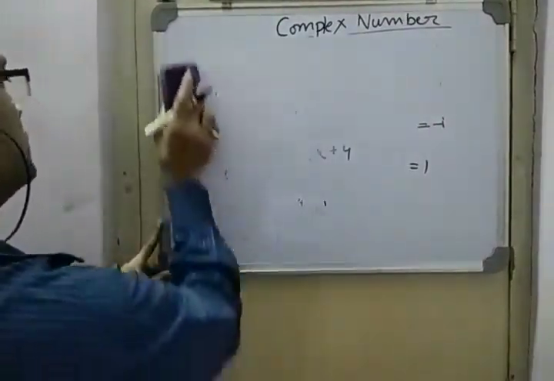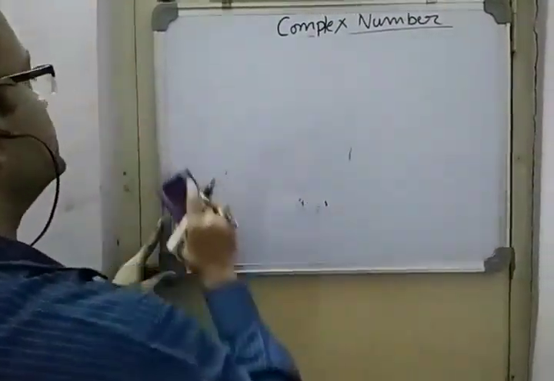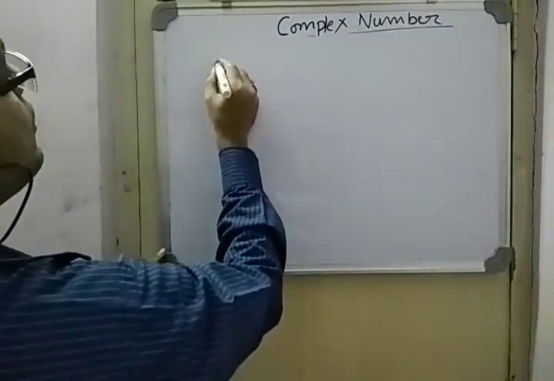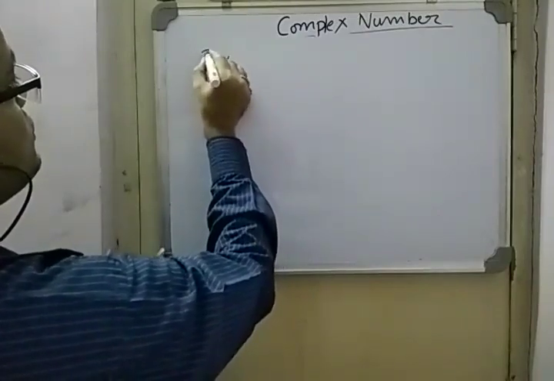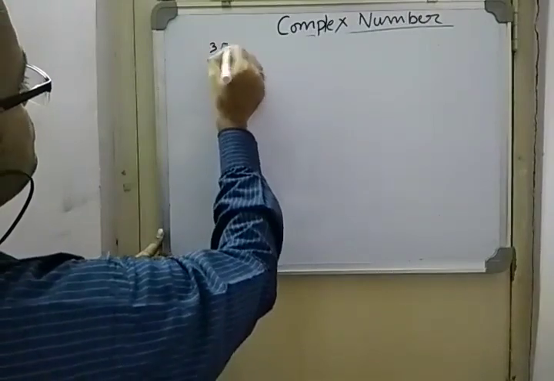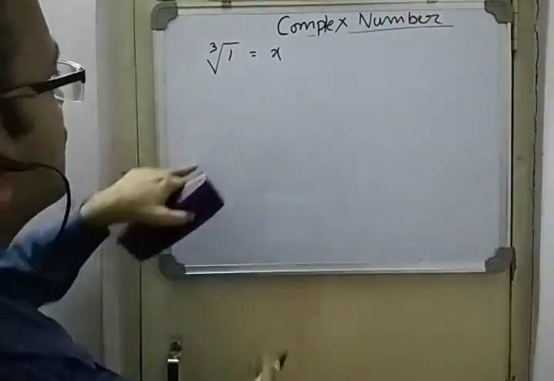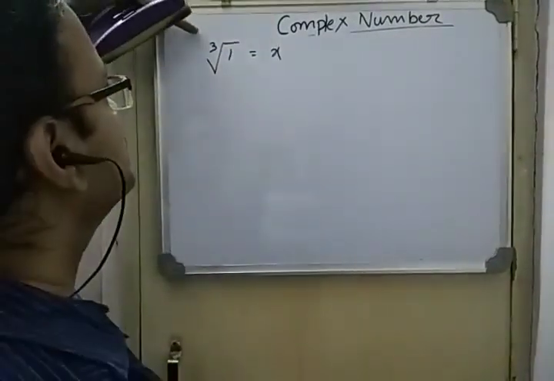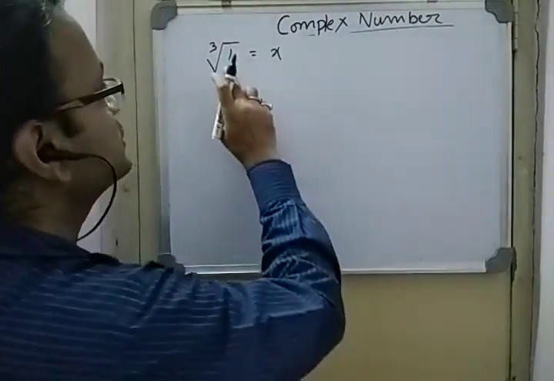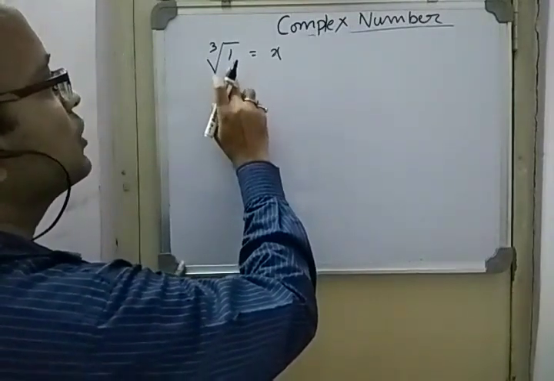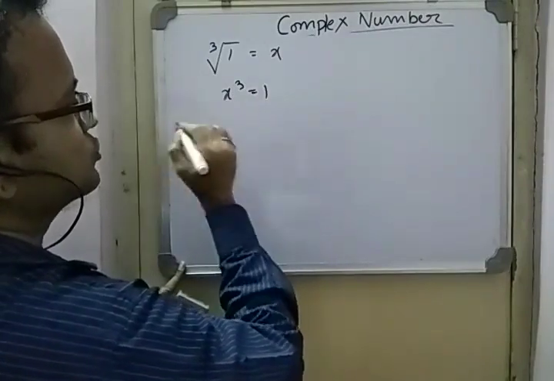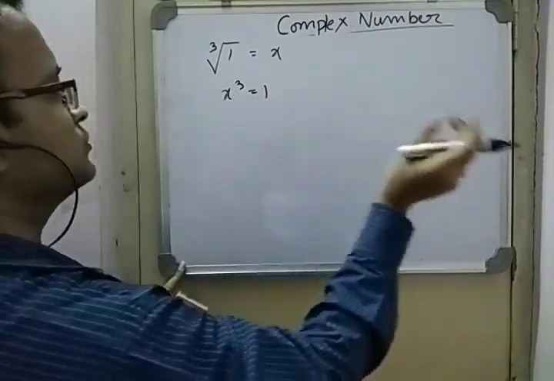In complex numbers, the cube root of unity is a concept we need to remember and understand. So what is a cube root of unity? Suppose the value is x. Till now we knew that the cube root of 1 is 1, but 1 is only one of the three possible roots of 1. It is x cube equal to 1, so it has three roots. One root is 1, that we know.